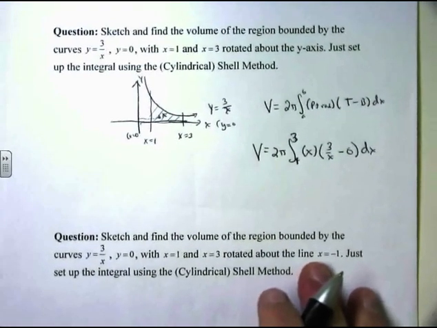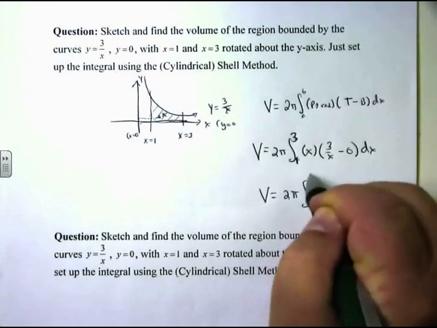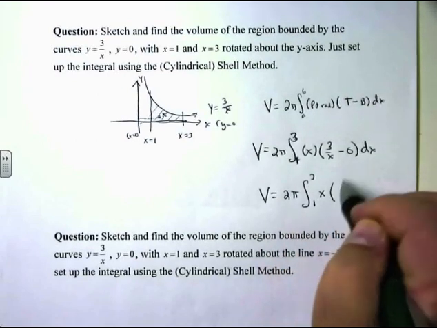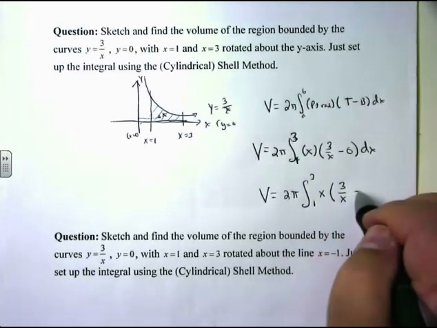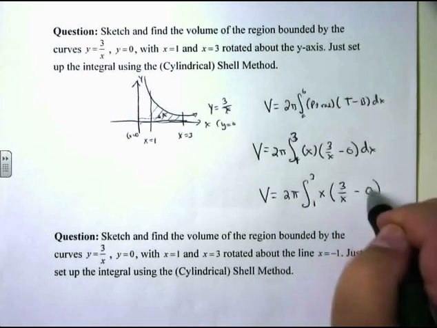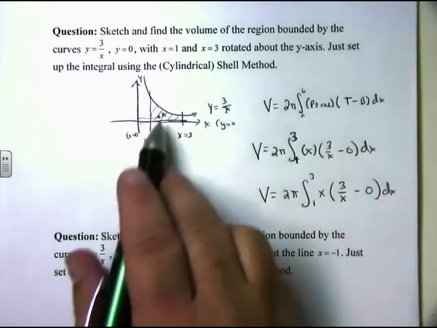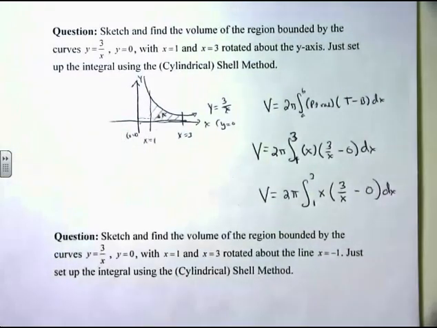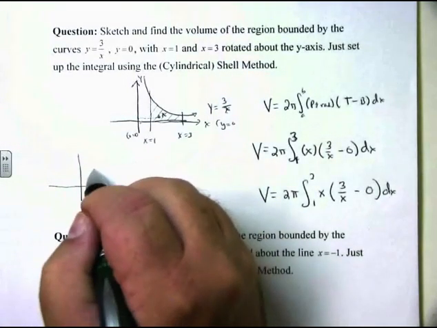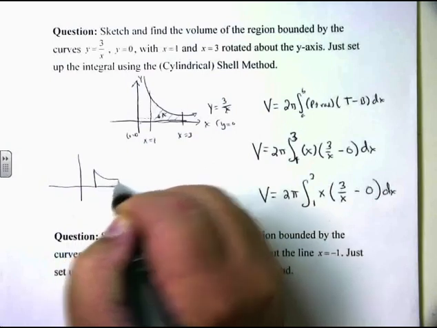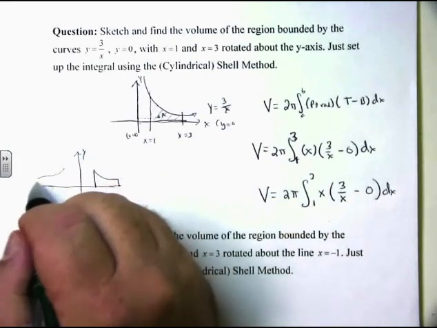So for this particular problem, volume equals 2 pi, cleaning it up a little bit, from 1 to 3 of x times 3 over x minus 0, top minus bottom, dx. This will give you the volume of this particular region rotated around the y-axis. And just to get that visual perspective, this is my region. I'm rotating around the y-axis, so there's a reverse image over here.